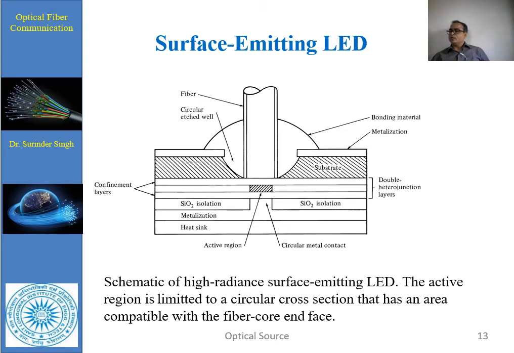Now the circular active area in a practical surface emitter is normally 50 micrometers in diameter and 2.5 micrometers thick. The emission pattern is isotropic with a 120-degree half power beamwidth. The isotropic pattern from the surface emitting LED is called the Lambertian pattern. In this pattern, sources look equally bright when we view from any direction.